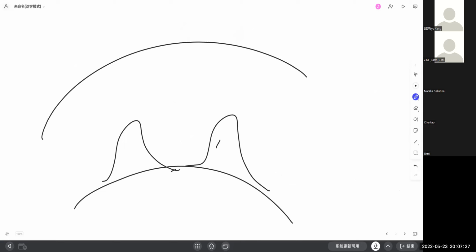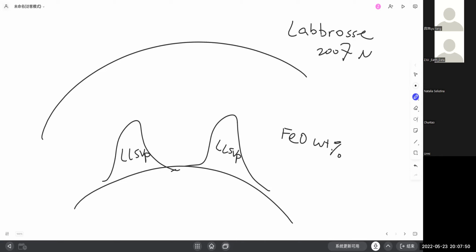When people looked at the composition, an easy way to think about it is that you could have a higher concentration of iron. To achieve this, a group of people represented by Labrosse did a 2007 Nature work. What they did was mantle convection and mantle crystallization in the magma ocean, and they found that the bottom layer of the magma ocean could be FeO rich.